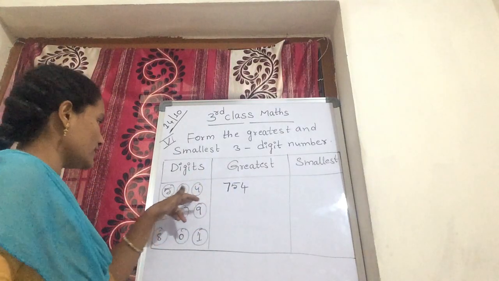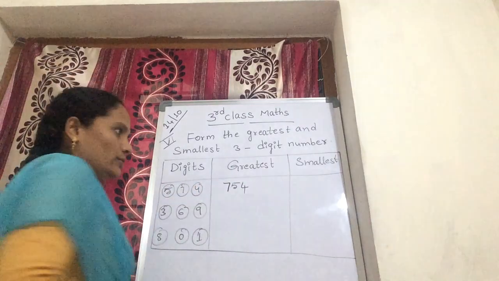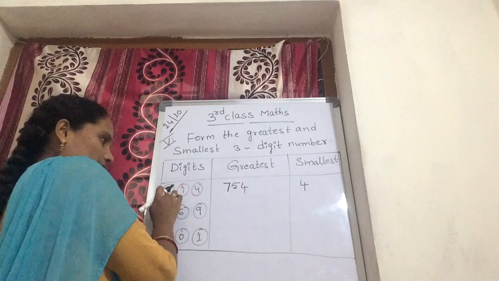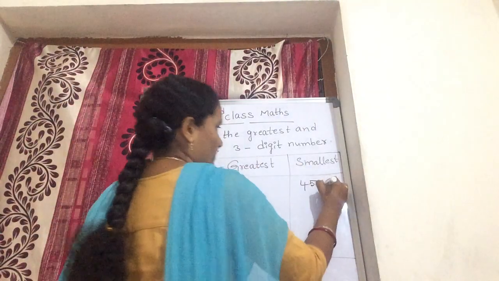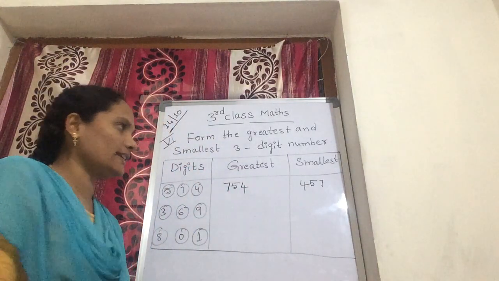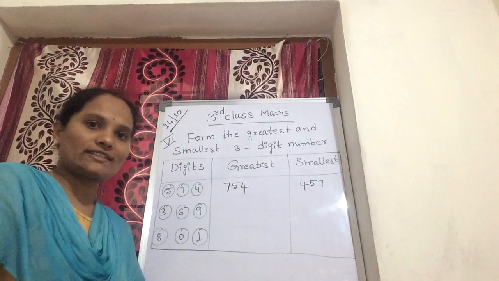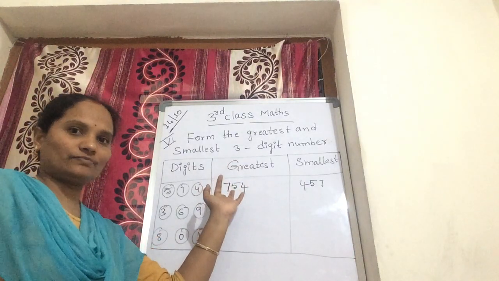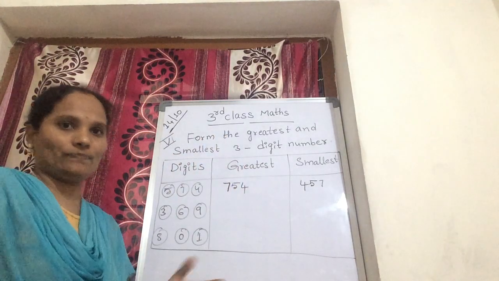Next you need the smallest number. So tell me children, which one is the smallest digit? 4. 4 is the smallest digit. 4, after 5 or 7? 5 is the smaller one. Next you write 5. Last one is 7. So you get the smallest number. You can understand, children, how to write the greatest number and the smallest number. In the given digits, which one is the smallest and which one is the greatest? You write the greatest digit first because you need the greatest number.